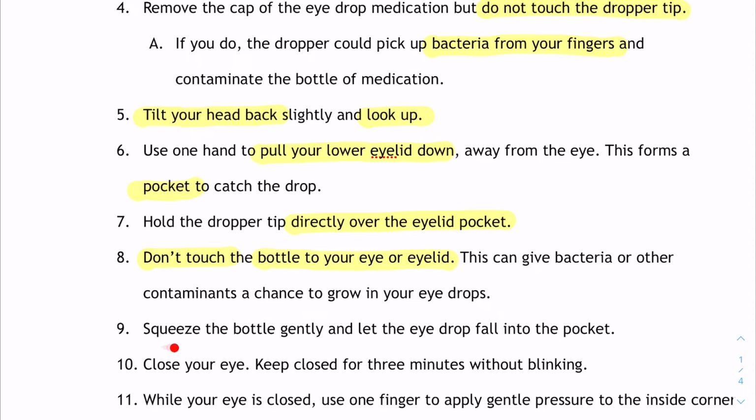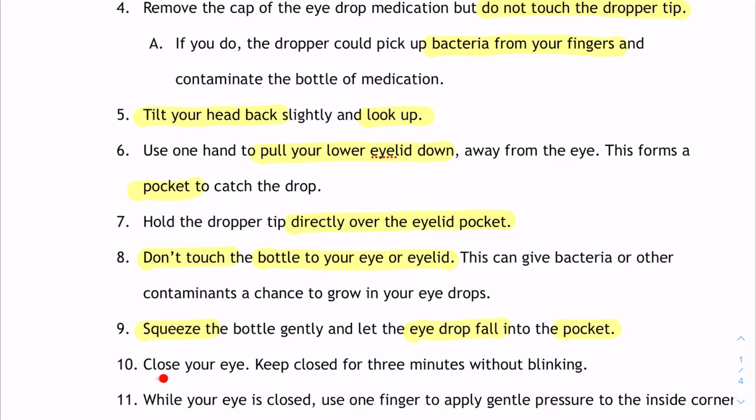Following that, you squeeze the bottle gently so that the eye drop falls into the pocket. So you need to squeeze the eye drop bottle gently. Therefore, the eye drops will fall into the pocket.